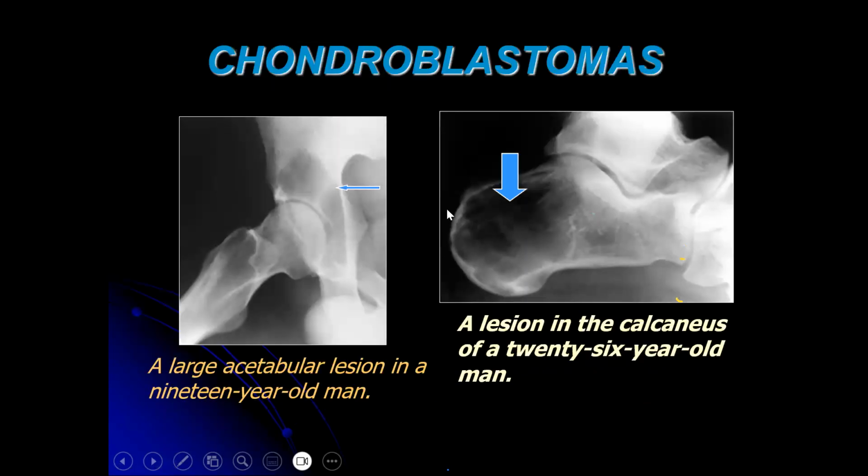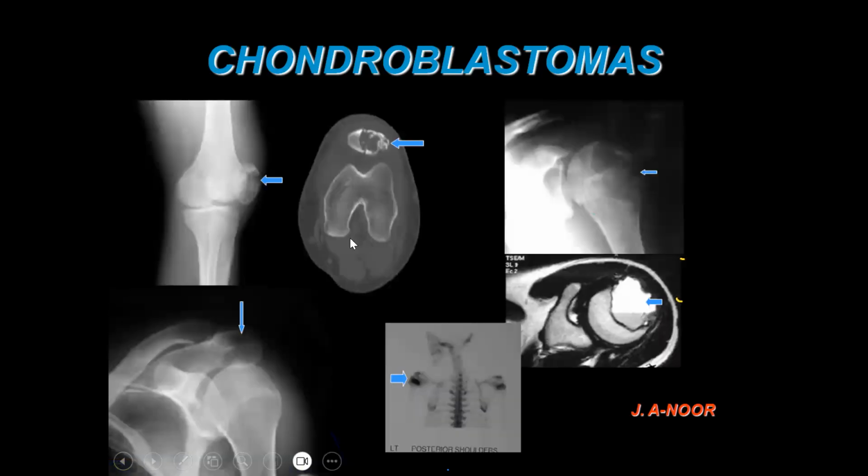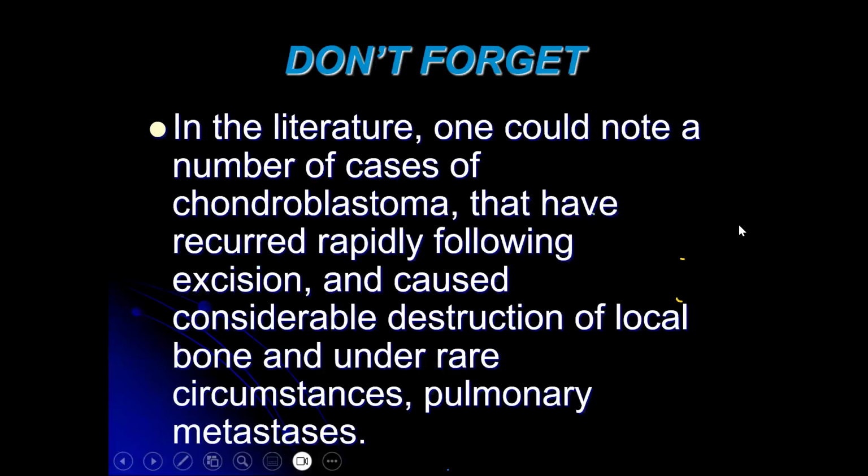A chondroblastoma can involve the calcaneum and even the talus. This is in the talus. It does occur in the spine, but is extremely rare. This is a chondroblastoma in the patella, in the acromion. So it can occur anywhere along the epiphysis.